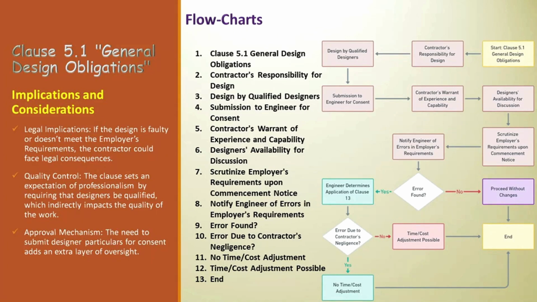Next is engineer determines application of Clause 13. If there is an error, the engineer must decide whether to apply Clause 13, which could involve changes to the contract, variations, and adjustments. Next is error due to contractor's negligence. Another decision point. The engineer must determine if the error was something the contractor should have noticed before they submitted their bid for the contract. If yes, it suggests negligence on the contractor's part.